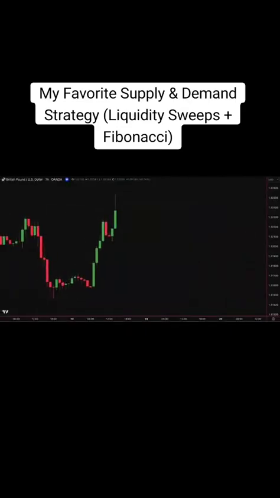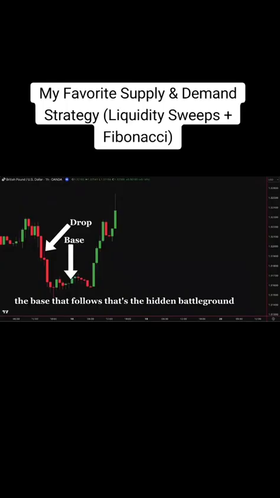Let's look at a real chart. Notice the drop? It's not just noise, it's a deliberate liquidity grab, engineered to flush out weak hands. The base that follows? That's the hidden battleground. Smart money is building positions while retail traders are confused or scared. They might even see fake signals, thinking price will break lower. But then, the rally hits, and it's fast, because the heavy players are in full control now.